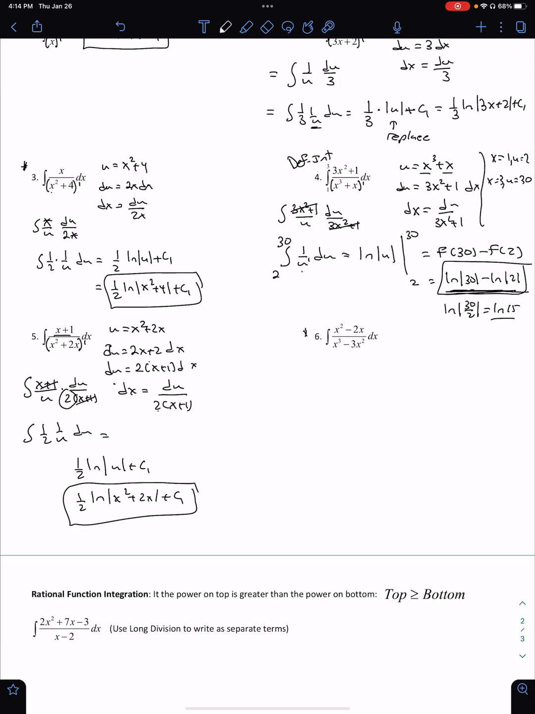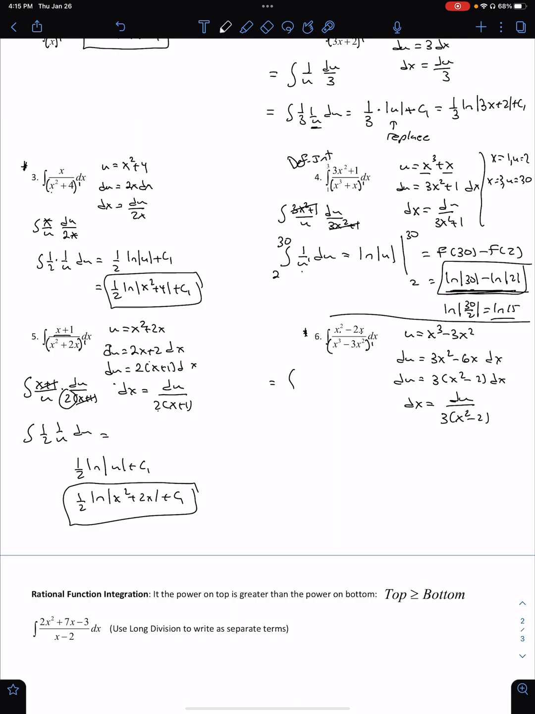Number 6, the same way. If I let this be my u on the bottom. Now, one way I can kind of tell, if I take the derivative, I get an x squared here, and I get an x here. And I have x and x squared on top. So that's kind of a hint for my u there. So I'm going to let u equal x cubed minus 3x squared. Du would be 3x squared minus 6x dx. I'm going to factor out my 3, and I get 3 times x squared minus 2x dx, giving us dx is du over 3 times x squared minus 2x.